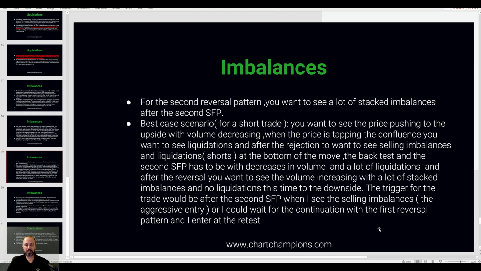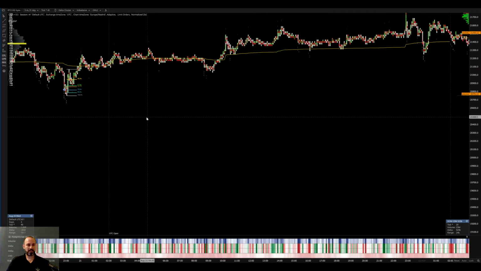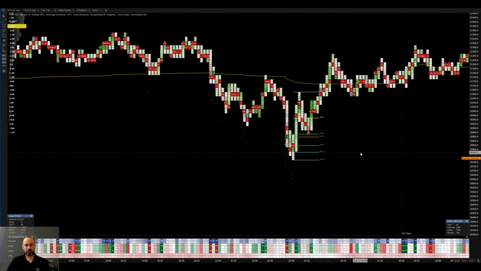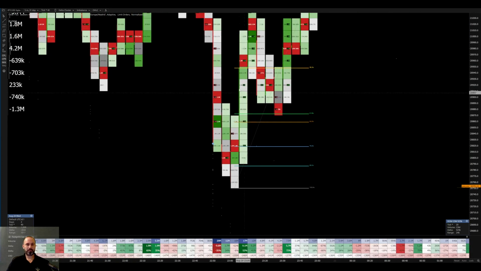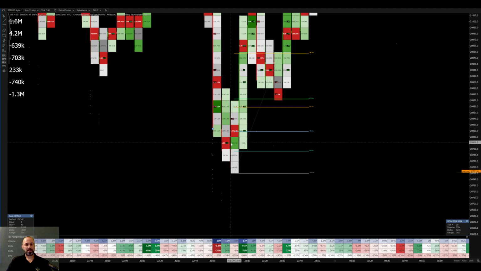The trigger for the trade would be after the swing failure pattern, when I see selling imbalances, the aggressive entry, or you could wait for continuation with the first reversal pattern and I enter at the retest. Now we need to move to the charts to actually see those examples and see exactly what I am talking about. So volume decreasing, liquidations after the second swing failure pattern, right?